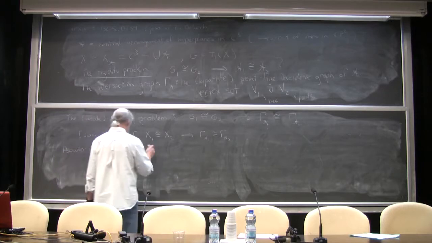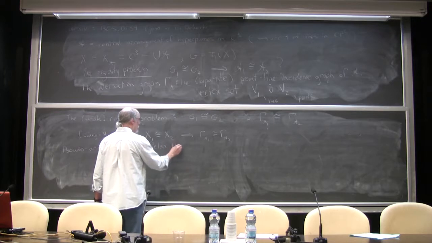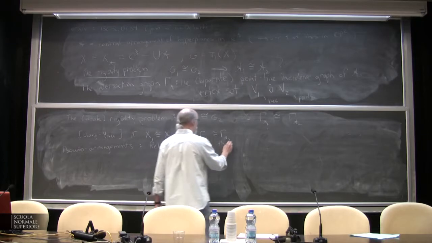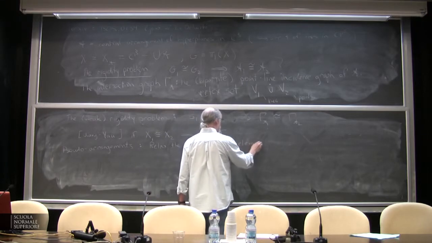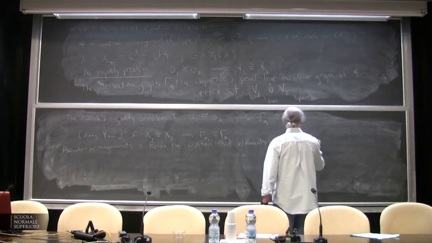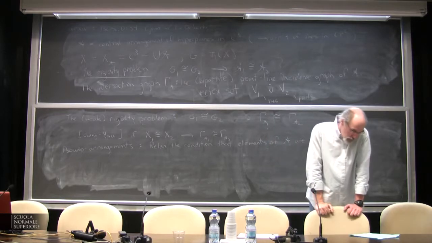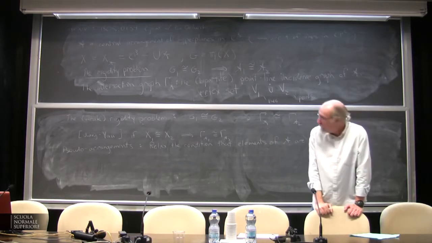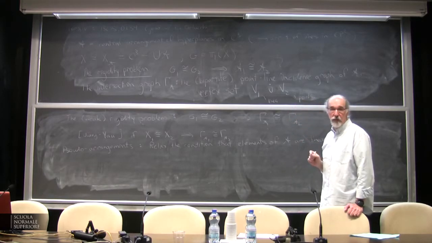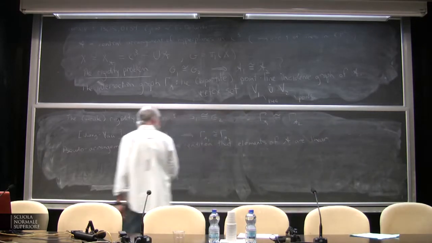So you can relax the condition that elements are linear. Just assume, so remember, A consists of complex hyperplanes in C3, so they're codimension two subspaces of C3.